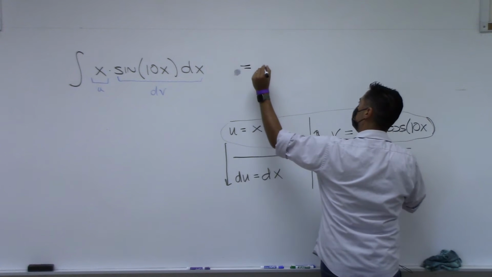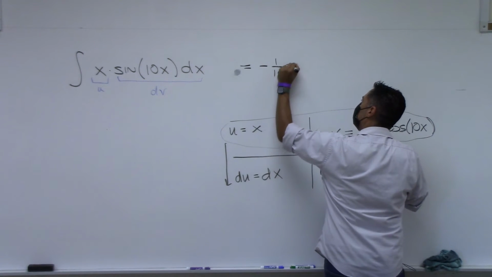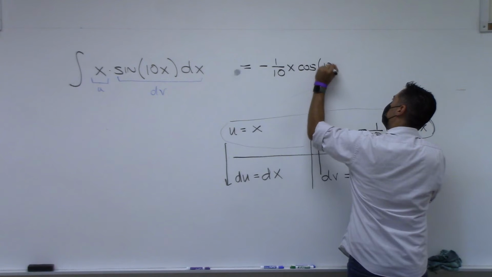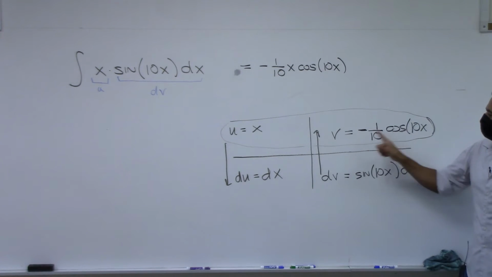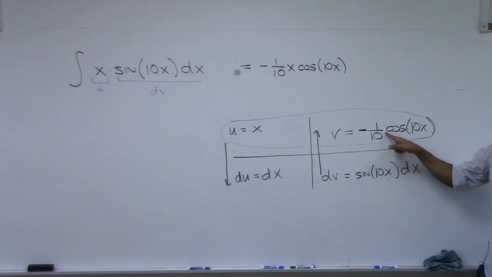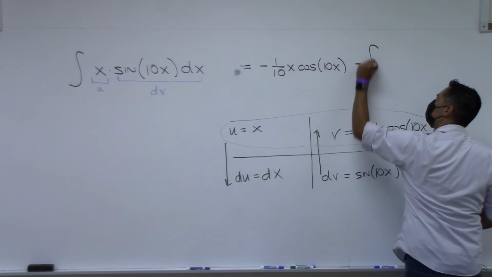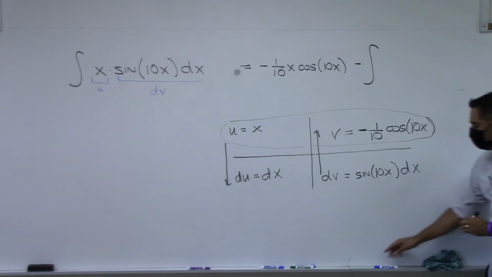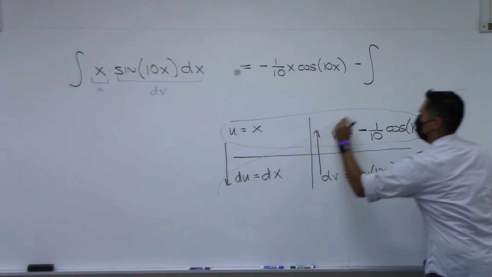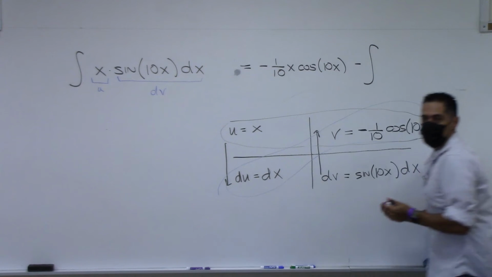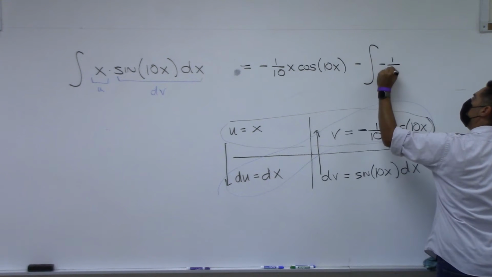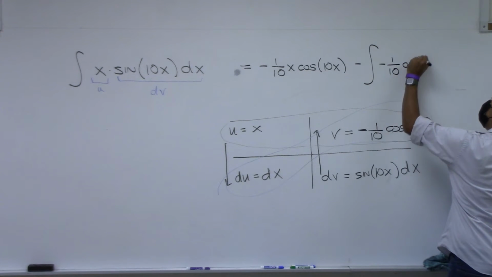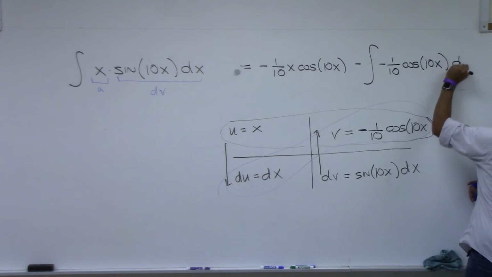So I'm going to put, watch the way I do this, negative 1/10 x cosine 10x. I decided to just slide the x right here next to the 1/10. And then I have minus the integral, this is our new integral, and that will always be these two multiplied together. So it'll be negative 1/10 cosine of 10x and then times dx.